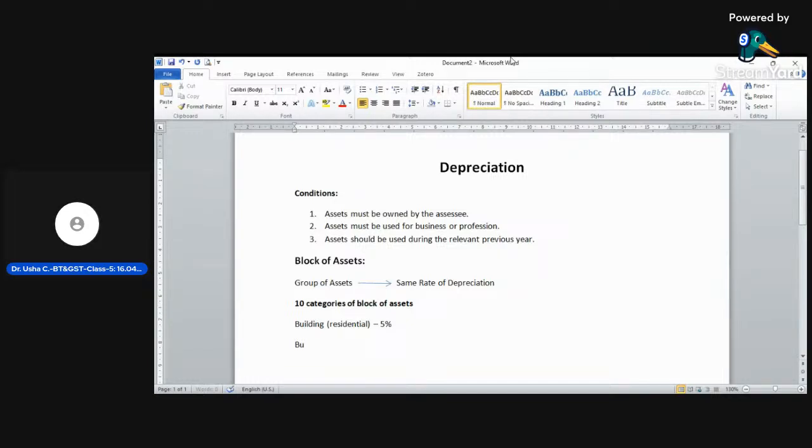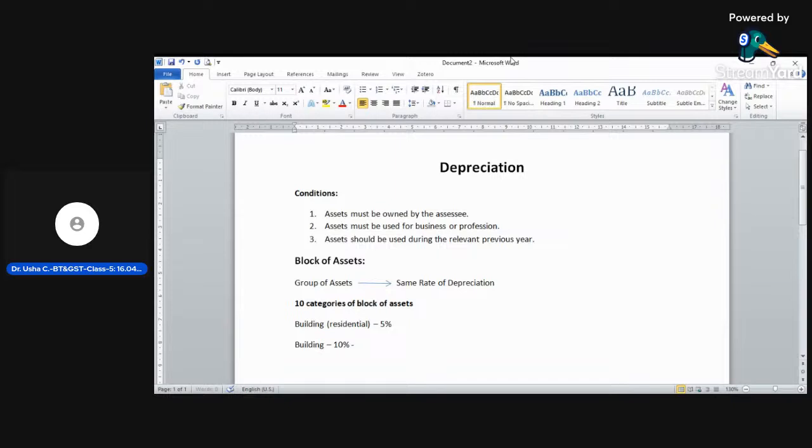And for building, there is another rate of depreciation, that is at the rate of 10%. When will this 10% be charged? This will be charged for buildings of office, factory, godown, which are not mainly used for residential purpose. It also covers hotels and boarding houses, which I said come under this category. Building at the rate of 10%, which are all for commercial purpose.